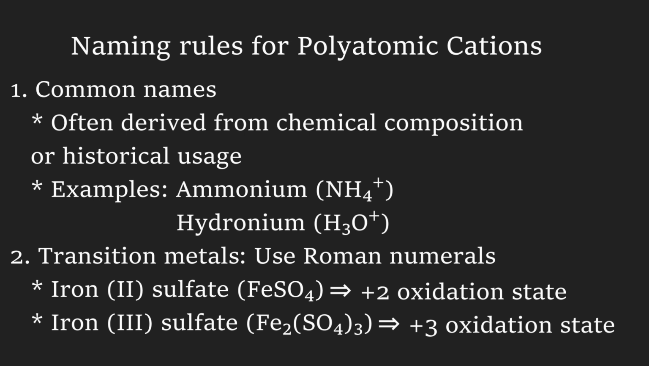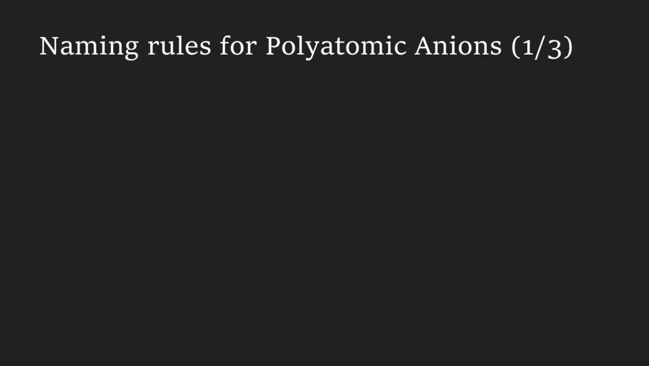Next, let's look at the naming rules for polyatomic anions. So, polyatomic anions are groups of at least 2 anions that as a group have a net negative charge. Like in the case of polyatomic cations, there are also conventions for how to name polyatomic anions.